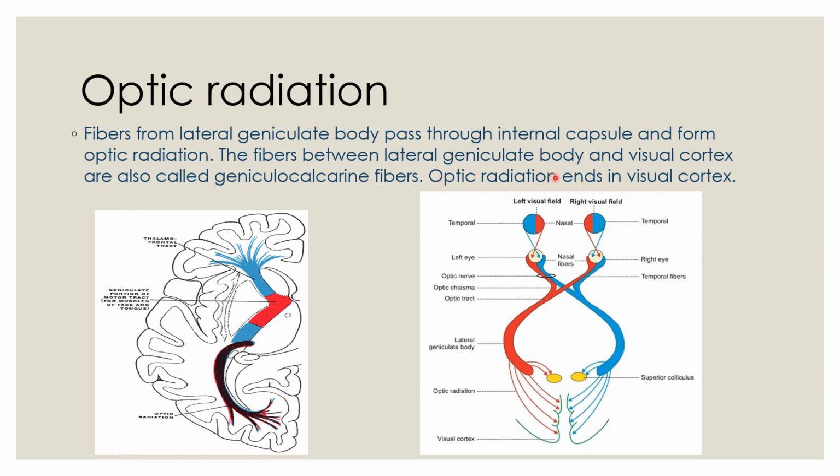The fibers between the lateral geniculate body and visual cortex are basically the connection between this structure, which is the lateral geniculate body, and the end part of the visual pathway, which is the cerebral cortex. These optic radiations are present in between these two structures. Which two structures? Lateral geniculate body and visual cortex, meaning our brain. This is the connecting structure. Optic radiations end into the visual cortex. Basically, they start from the lateral geniculate body and end in the visual cortex.